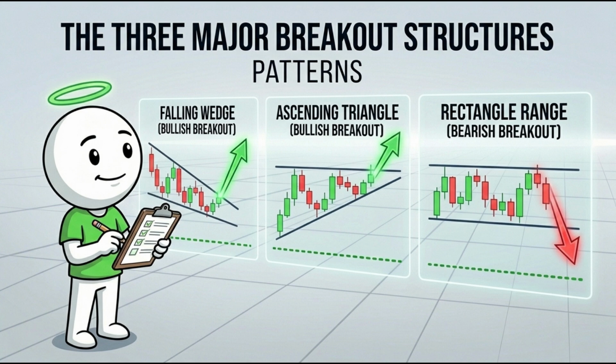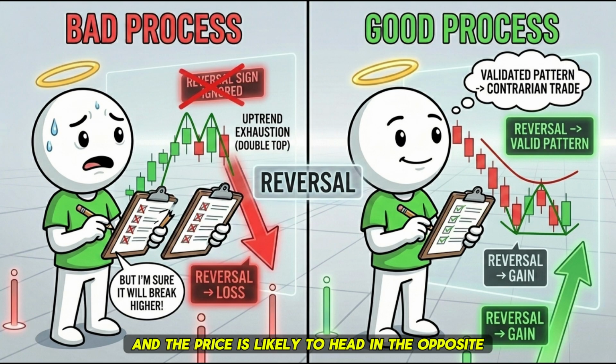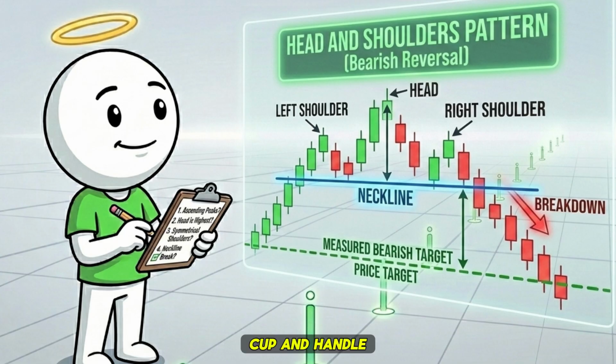Reversal patterns. Reversal patterns signal that the current trend is exhausted and the price is likely to head in the opposite direction. Recognizing these helps traders predict a trend change before it happens. Famous reversal formations include double tops and bottoms, triple tops and bottoms, head and shoulders, cup and handle.